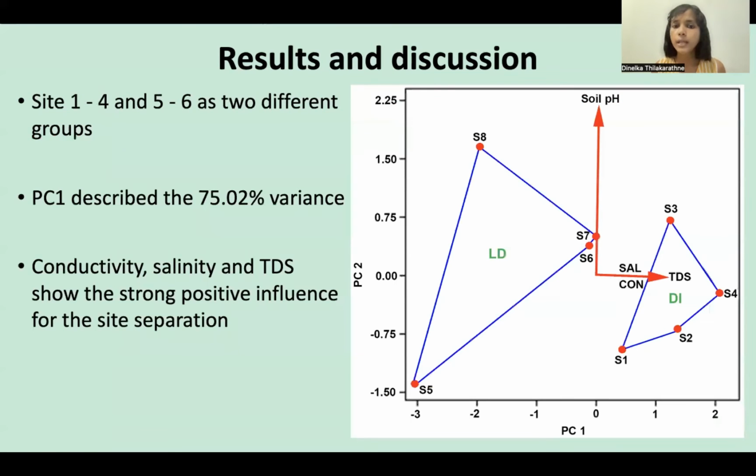Then we wanted to look at how these sampling locations were clumped in a three-dimensional space. Therefore, we conducted a PCA analysis and found that sites 1, 2, 4, and 3 were clumped together. These are the disturbed sites. Sites 5, 6, 7, and 8 were clumped together, and those are the least disturbed sites. These two groups are separated due to soil pH and soil conductivity.